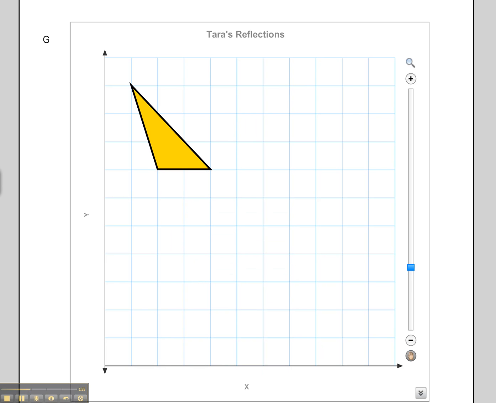For question D, Tara's reflections, it says, Tara says, I'll get the same image if I rotate the yellow triangle 1/2 turn instead of reflecting it twice. The question asks us, is she correct? And explain your thinking. So what she's going to do is, instead of reflecting, she wants to know if she can rotate and get the same image. In this case, she is right. She can get the same image. This is how she does it.